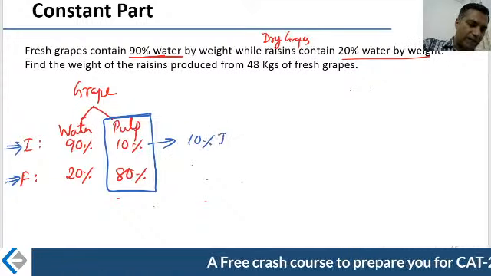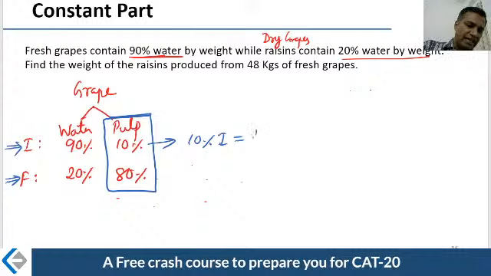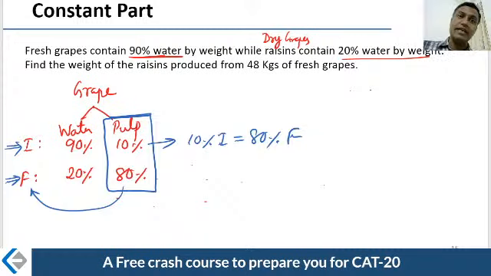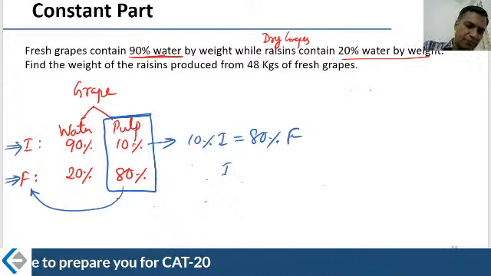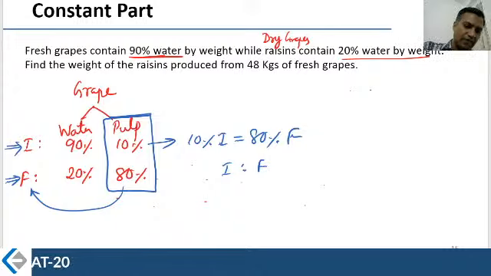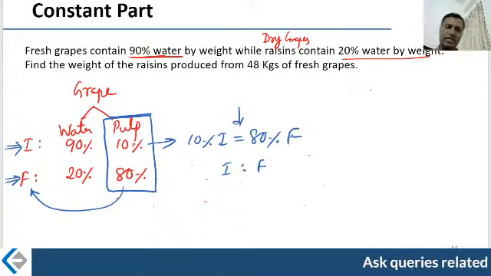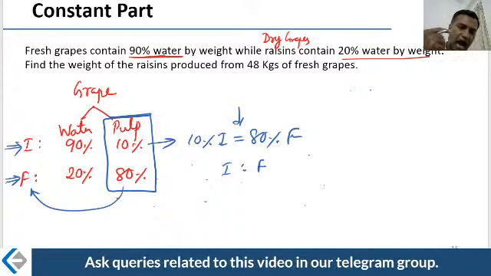10% of I is also equal to 80% of F. 80% of what? 80% of F, because you can't leave it hanging. Didn't you get the ratio here? Absolutely, you got the ratio. I and F, you got this equal. That's what we were talking about, the equality part. I and F are in the ratio of 8 is to 1, because you write them in the inverse ratio.